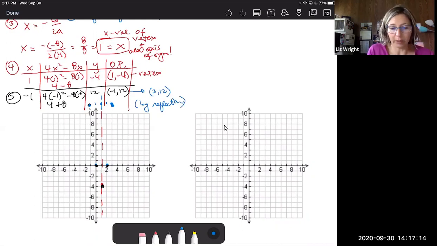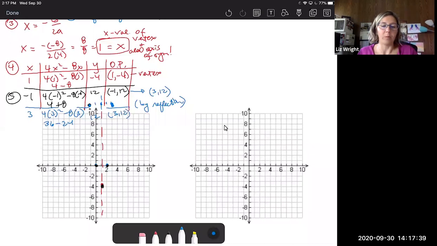If you would prefer, you are more than welcome to just add another row on here and just plug it in. Do x equals 3. So you would do 4 times 3 squared minus 8 times 3. And then here we're going to get 36 minus 24, which is going to give us 12 again. So then you would get 3, 12.